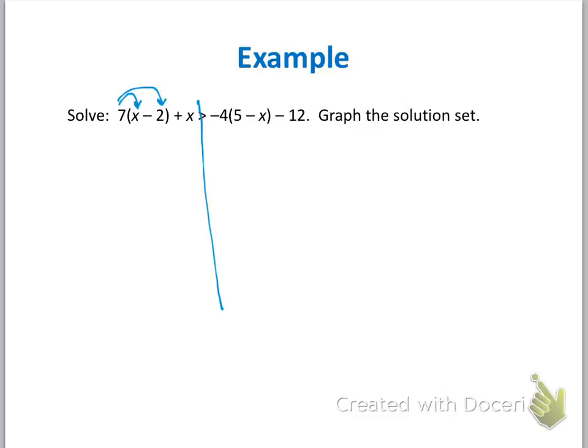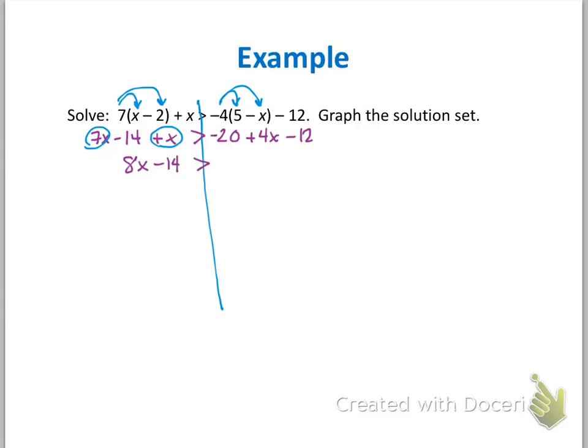So I'm distributing the 7, and I'm distributing the negative 4. That gives me 7x minus 14 plus x is greater than negative 20 plus 4x minus 12. Ooh, lots of negatives here. If you get this right, you are a pro. Combine some like terms and simplify both sides.